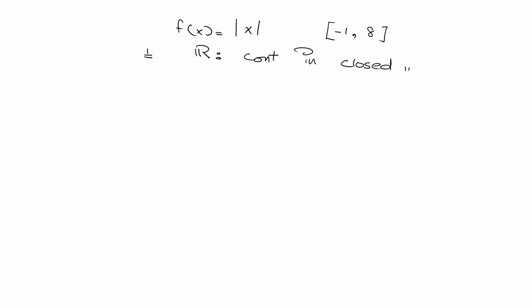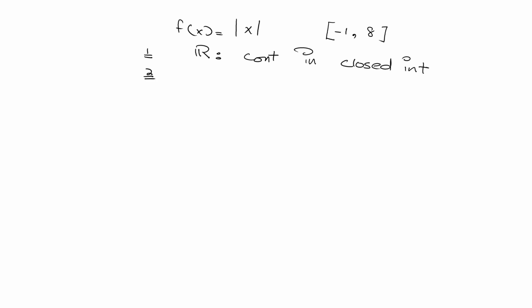So let's suppose you have a function f of x equals the absolute value of x, for example, and the closed interval is given from negative 1 till 8. The first thing is you have to see what the domain is, and the domain of this function is all real numbers. So the conclusion is that it is continuous in the given closed interval. Now, whether it is differentiable or not, you have to find out.